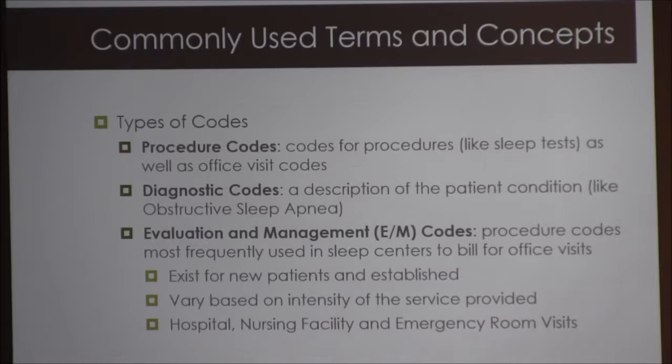So, as I mentioned, there's 3 types of codes: procedure codes, diagnostic codes, and E&M codes. Codes for procedures like sleep tests, diagnostic codes for the patient's condition, and then E&M codes, which are most frequently used in sleep centers, and they typically bill for office visits. Codes exist for new patients and for established patients. They vary based off of the intensity of the service that's provided, and they're very diverse. Codes are standardized across the board, so hospitals, nursing facilities, and ER room visits all have their own specific E&M codes.